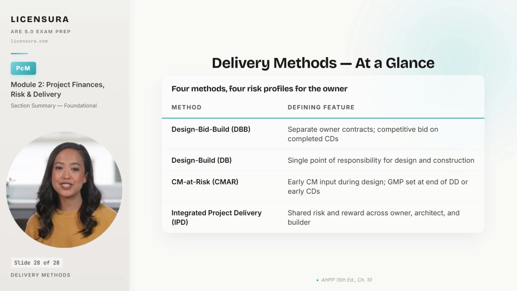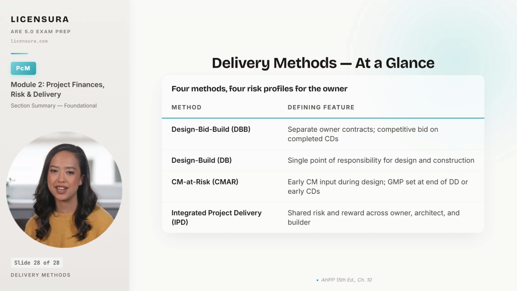Design build collapses design and construction under one entity, giving the owner a single point of responsibility and faster delivery, but less direct control over design. CMAR at risk brings the construction manager in during design to provide pricing input, then converts to a guaranteed maximum price near the end of design development. Integrated project delivery is the newest model. Shared risk and shared reward across the owner, architect, and builder under a single multi-party agreement, with everyone aligned around project outcomes rather than scope boundaries.